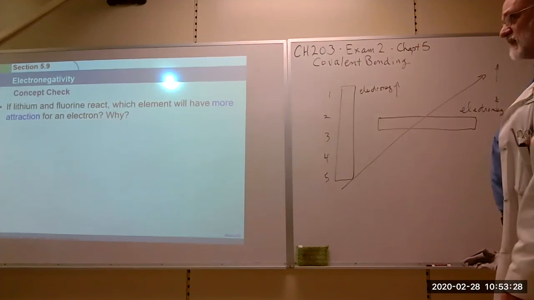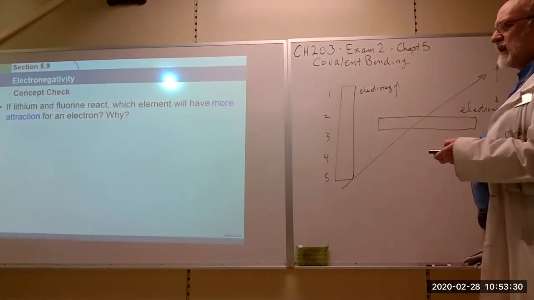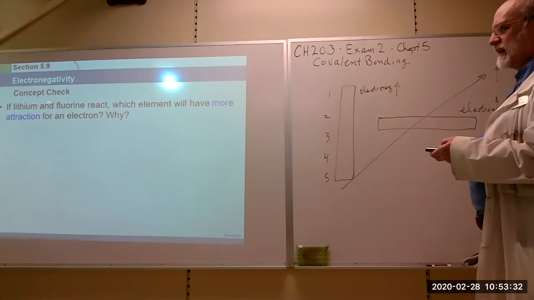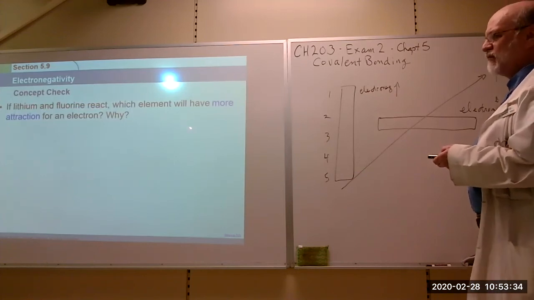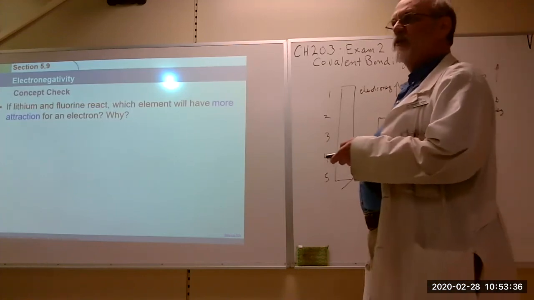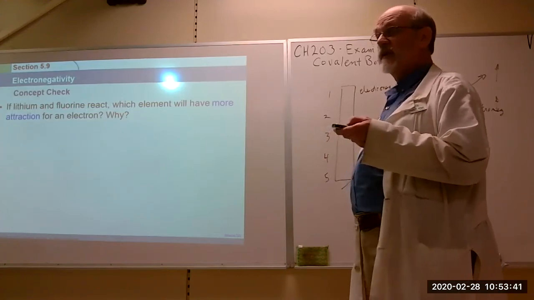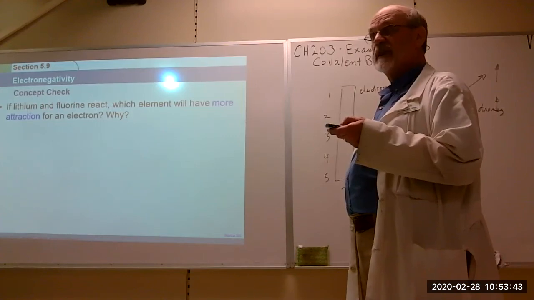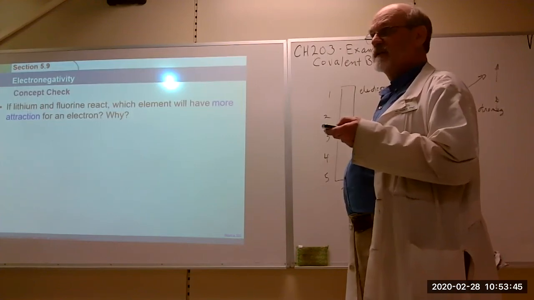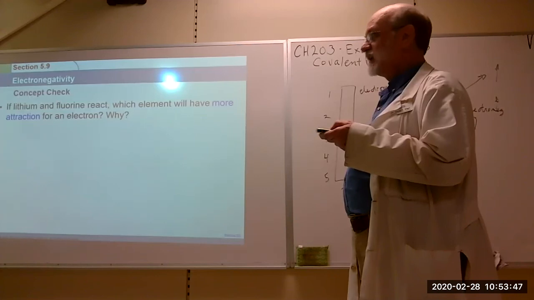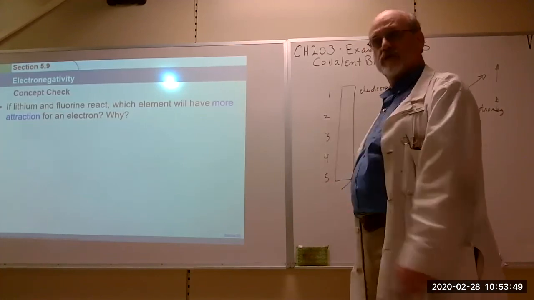Okay, so let's take an example. If we get lithium and fluorine reacting, which element will have more attraction for an electron? Let's see where they are. Fluorine and lithium. Okay, they're in the same period, so we can use the left to right rule. So fluorine is going to be the more electronegative. That means it's going to have the stronger attraction.